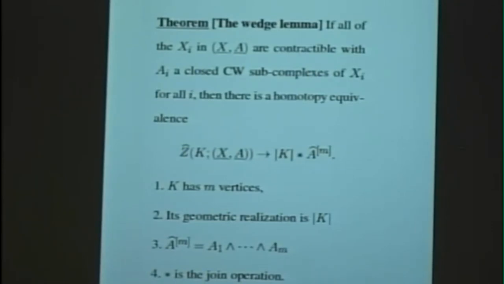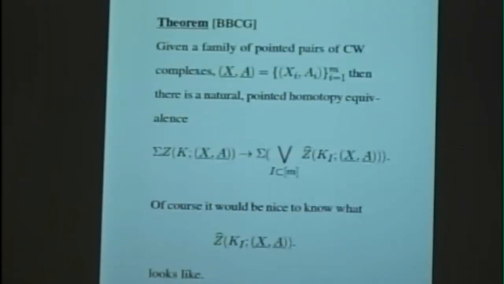I'd like to specialize to X equal to one disk, D1, and A as a zero sphere. This actually came up in earlier lectures, and it's a special case of this. Well, in that case, this A hat is just a zero sphere, and then the join is just a suspension of the geometric realization of K. So now let's feed that back into the splitting theorem.